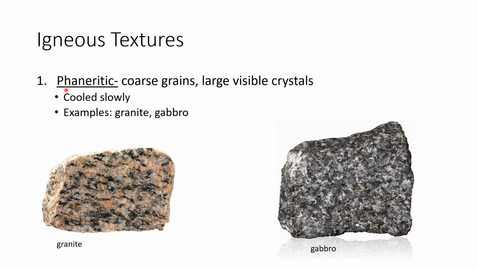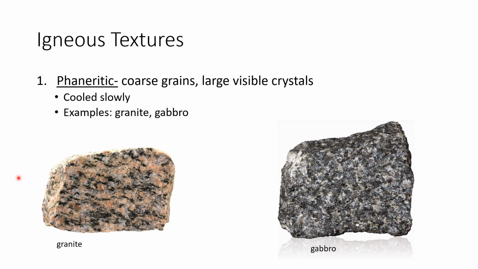The first texture we have is phaneritic. Phaneritic is coarse-grained with large visible crystals. The crystals formed during the cooling of the magma that created the igneous rock. So large crystals or coarse-grained texture indicates that that igneous rock cooled slowly, so it's more likely to be an intrusive igneous rock because the longer magma has to cool, the larger the crystals can grow.